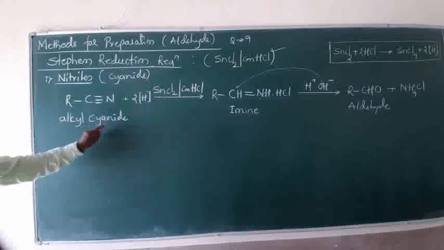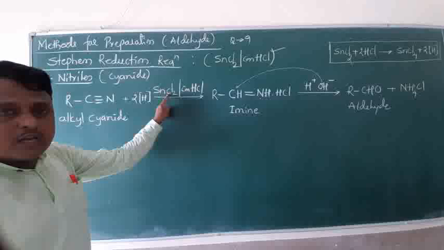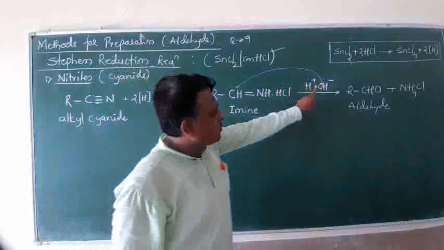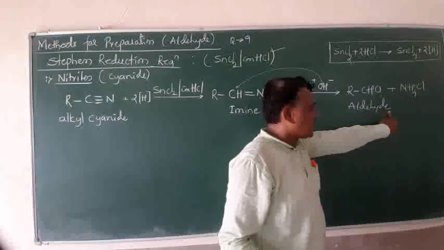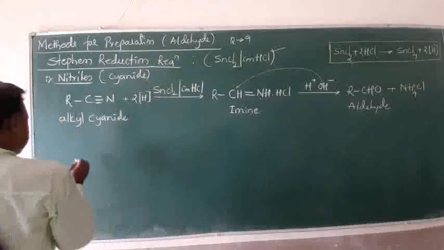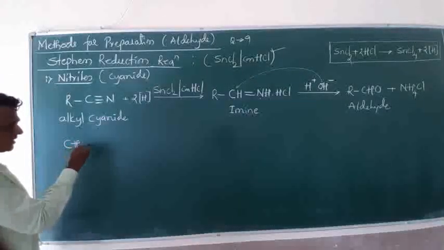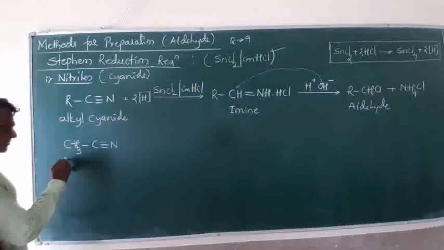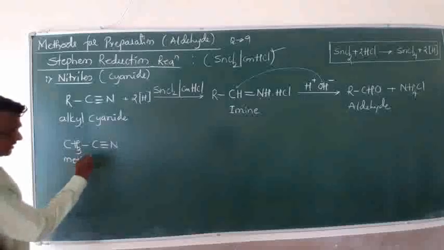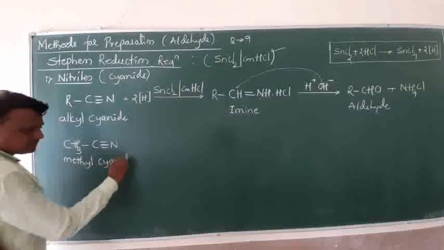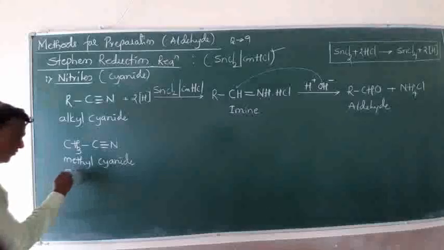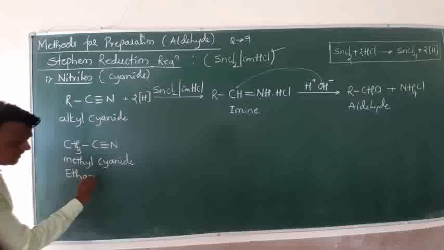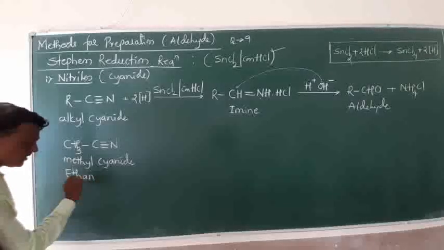Study carefully. When alkyl cyanide undergoes reduction with tin chloride and concentrated HCl, the product is an imine, which undergoes acid hydrolysis to form our target, the aldehyde. Yes, we have an example, friends. Keep in your mind CH3C triple bond N. Two carbon atoms. The name of this compound is methyl cyanide, or a wonderful name, ethane nitrile.